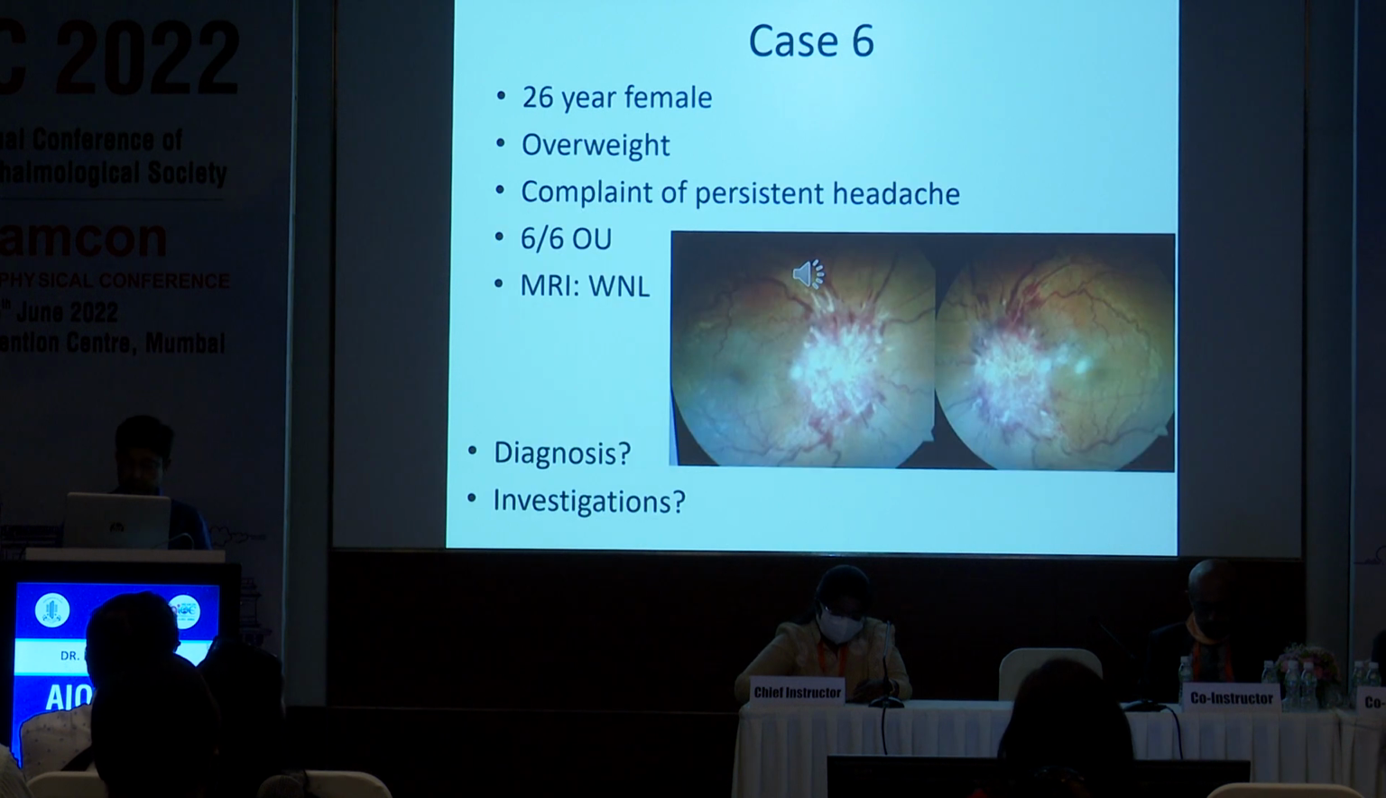And here is another young female who's overweight and has a history of headaches on and off, presenting with a normal visual acuity, but very swollen discs. You can see peripapillary hemorrhages, very swollen bilateral disc edema. The MRI is within normal limits. So this is likely to be idiopathic intracranial hypertension. You want to investigate by doing an opening pressure by a lumbar puncture, and treatment would include medical treatment using acetazolamide or sometimes surgical optic nerve sheath fenestration or VP shunts.